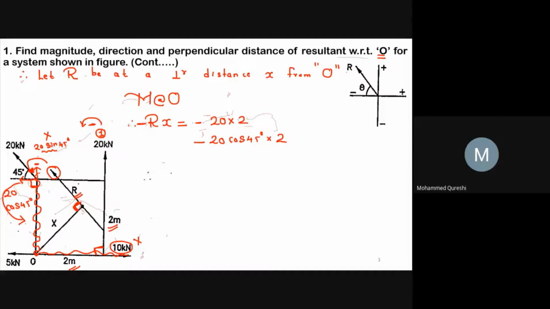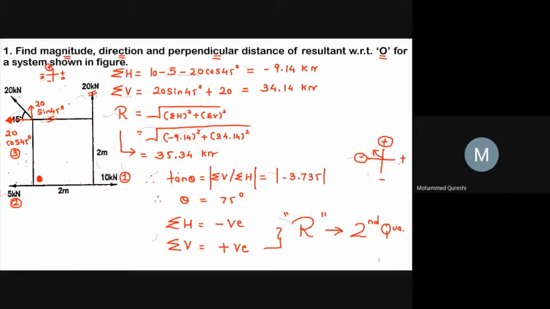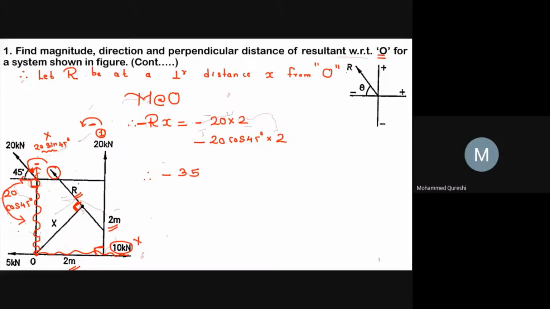So here, after putting the value of capital R that we obtained earlier, as the value of capital R is 35.34, I will write here minus 35.34 into x.